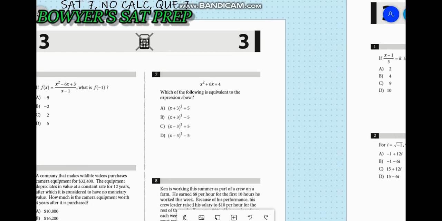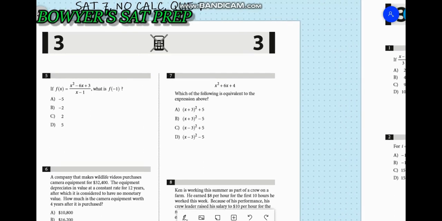So you can see this is also a question where you're supposed to change it to the vertex form. You see they didn't even tell you it's a vertex form, but they just ask which of the following is equivalent to the expression above. So you have to know how to solve it, right? I believe I've taught you.